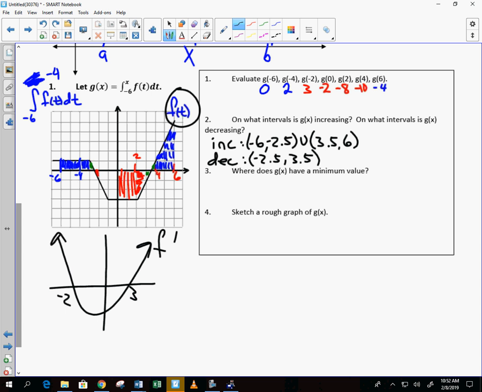Where does g of x have a minimum value? Well, remember, how about this one? Where does f have a minimum value? Is the minimum value at -2 or at +3? Which one is it?